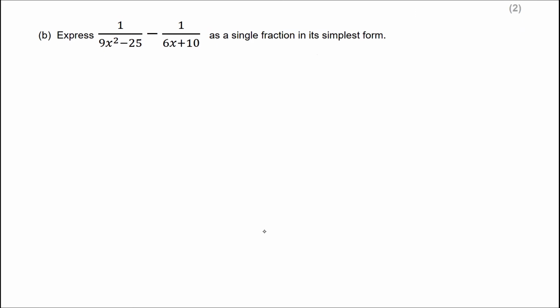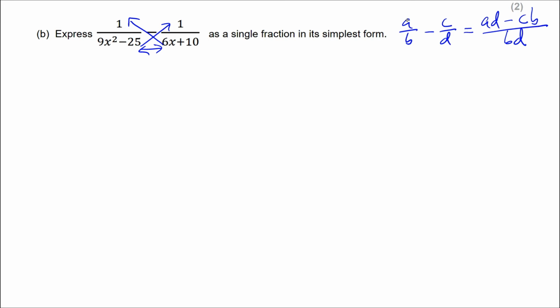Next question. Here again, what you need to do is just to multiply this and that, and that over this, multiply by this. That is basically how you subtract fractions. So basically, by applying this, we can simplify this expression.